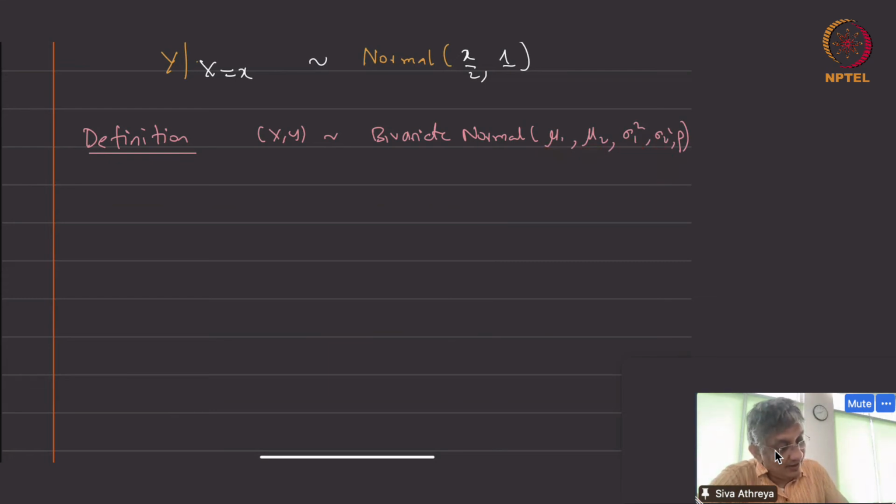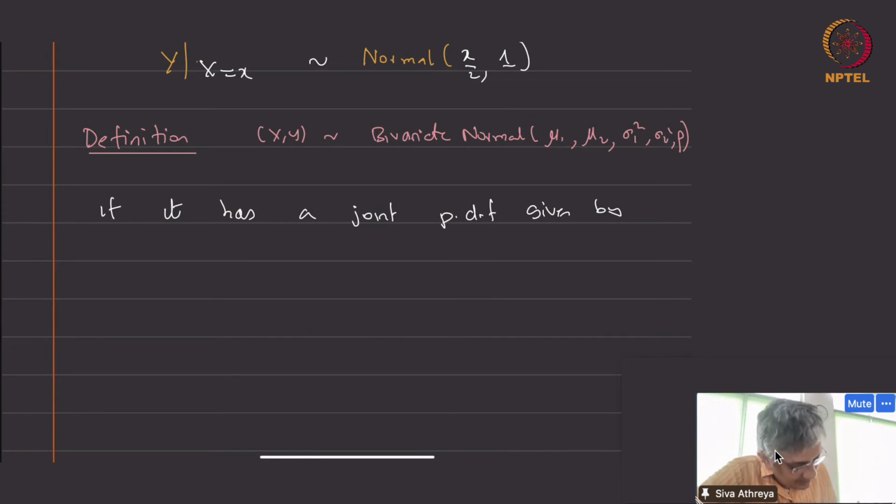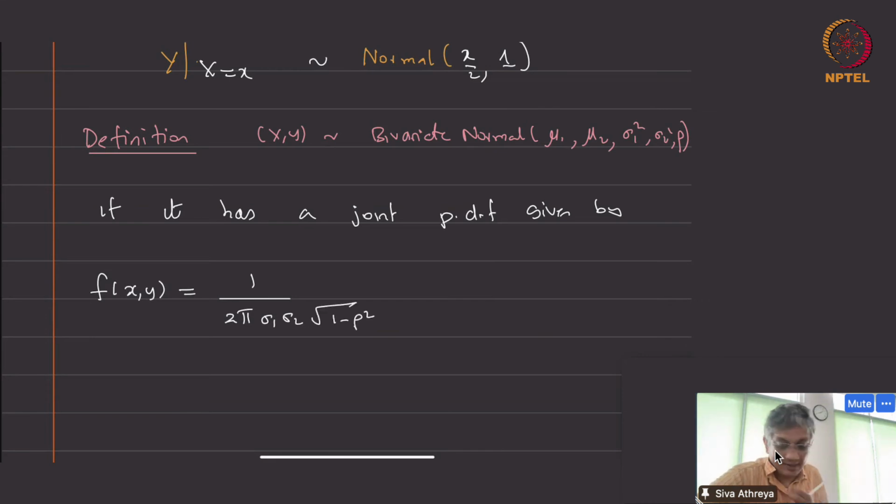Right? This happens if it has a joint PDF. The joint PDF is a little bit messy. I will explain the terms as I go along in the classroom slowly. It's given by f of x comma y is equal to, at the bottom I'll have 1 divided by 2 pi, both the standard deviations sigma 1, sigma 2, square root of 1 minus rho squared. I'll explain what rho is in a second.